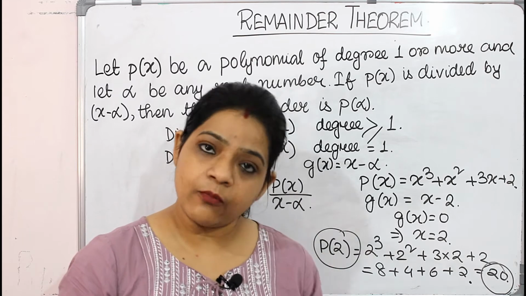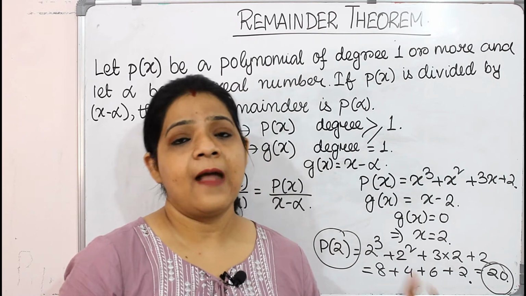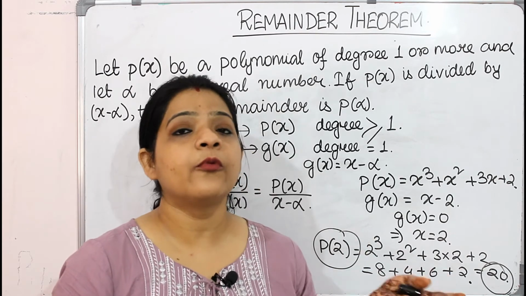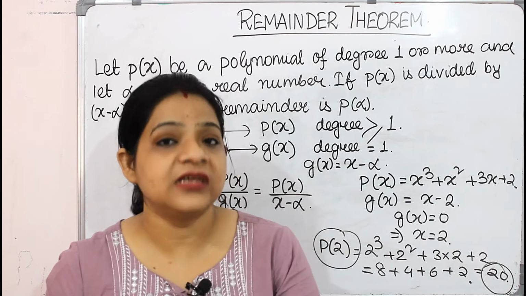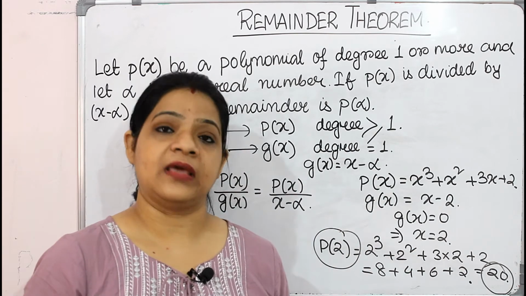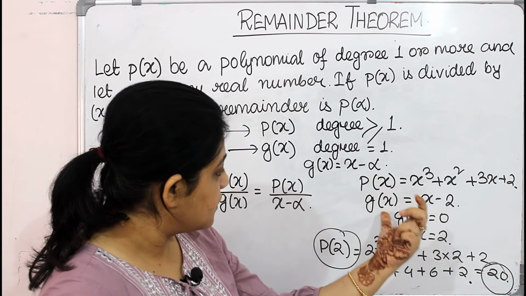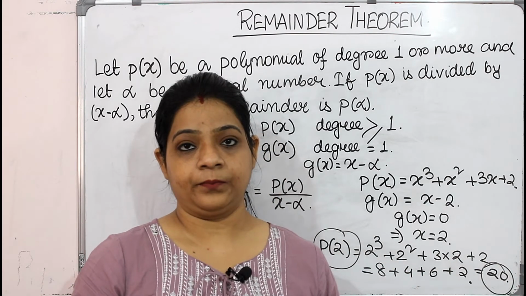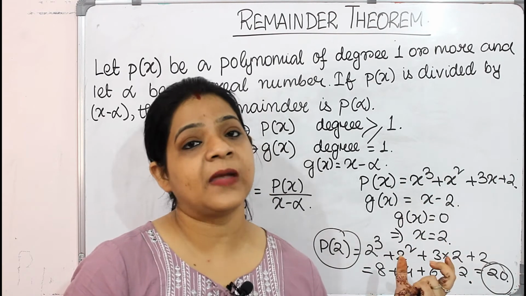P(x) is any polynomial of degree greater than or equal to 1, and G(x) is a polynomial which has degree equal to 1, suppose x minus alpha. When you divide P(x) by G(x), that is x minus alpha, the remainder will be P(alpha). For x minus 2, you replace x with 2, so P(2) is the remainder.